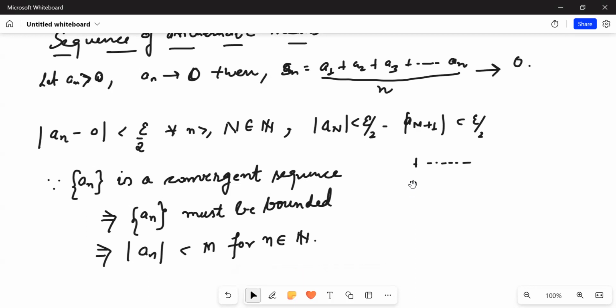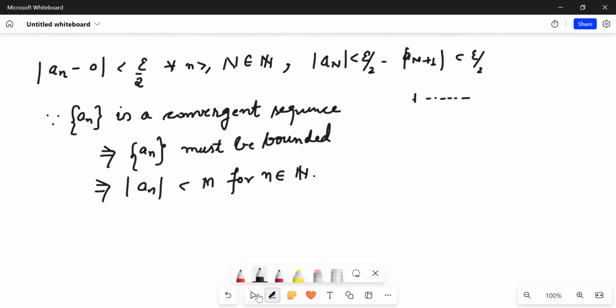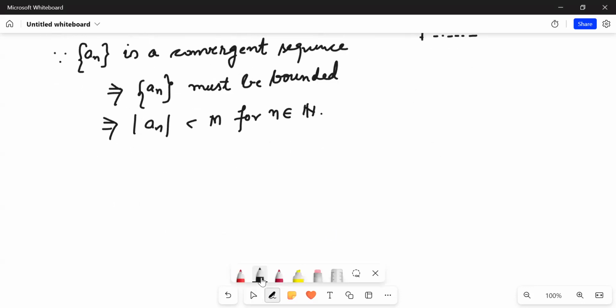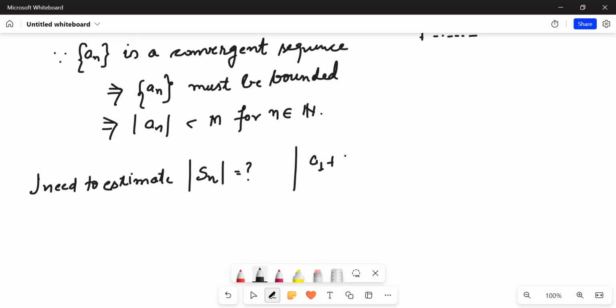Now just think about it. If I want to prove that Sn converges to 0, then I need to estimate the modulus of Sn, what it would be. So the modulus of Sn would be a1 plus a2 and so on up to a n minus 1, and then I'm writing a capital N plus 1, and all these terms.